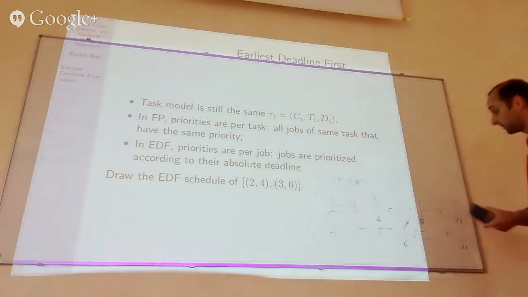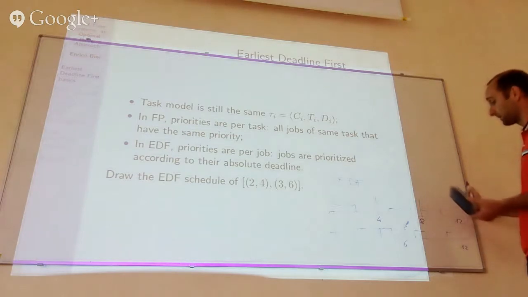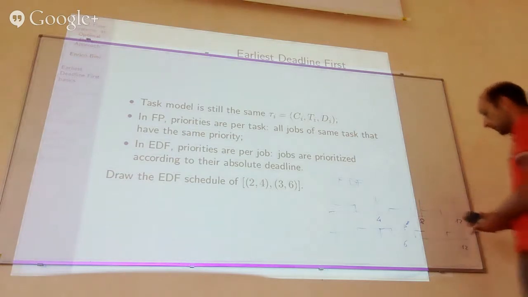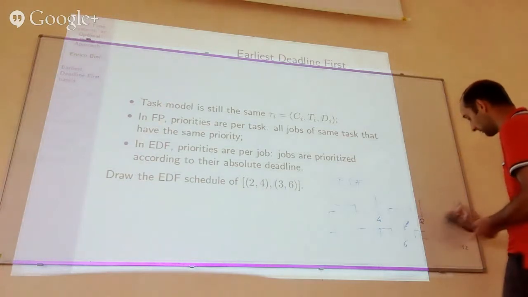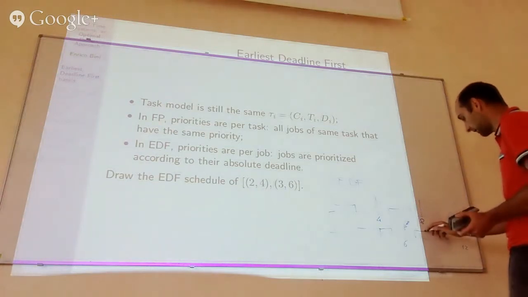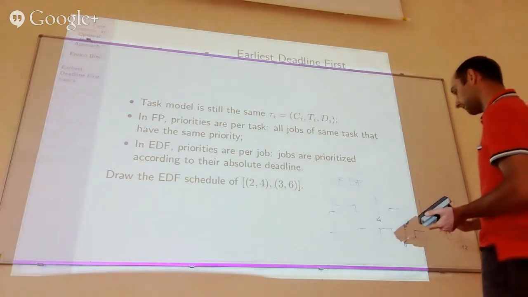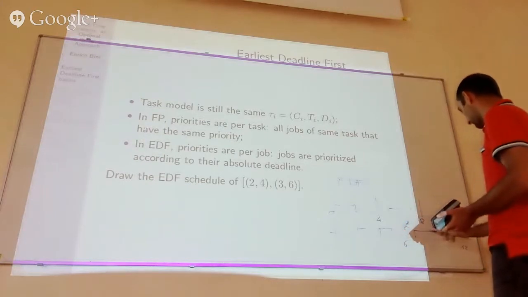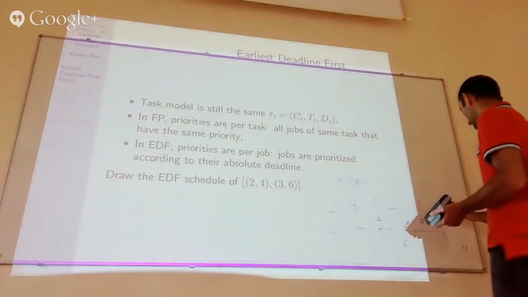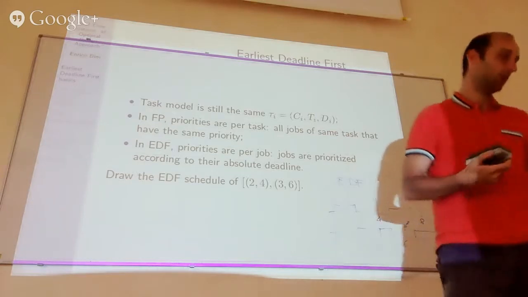Then here we have this new job coming in, but these two jobs have the same priority, the same deadline. In EDF ties are broken arbitrarily. So we can maybe keep executing this one, which is a good idea, and then execute this. Okay, that's the basics of EDF.